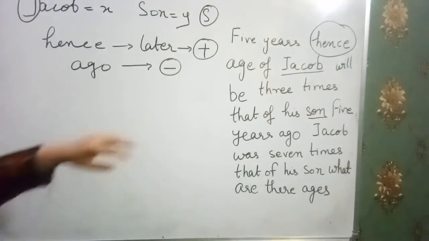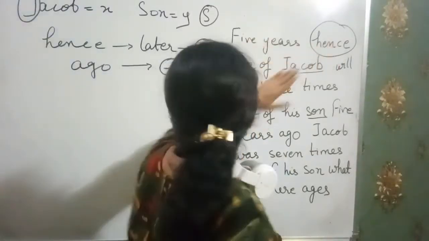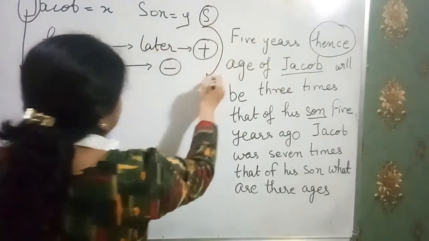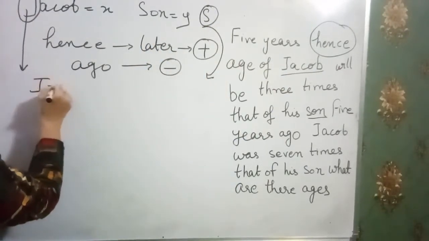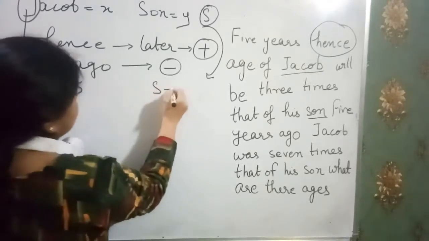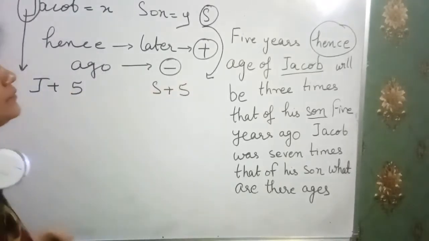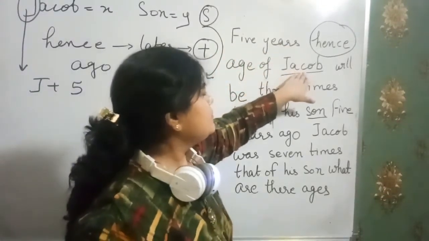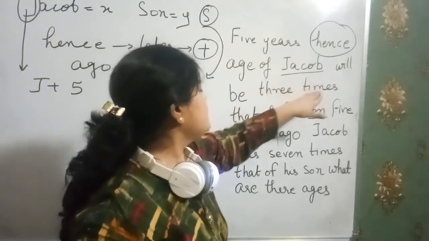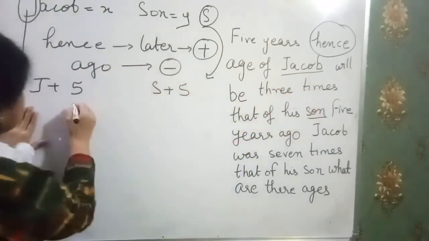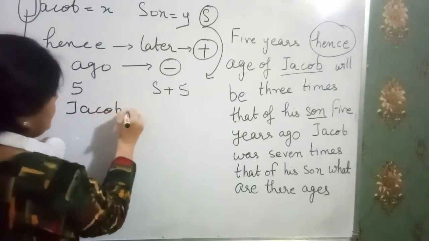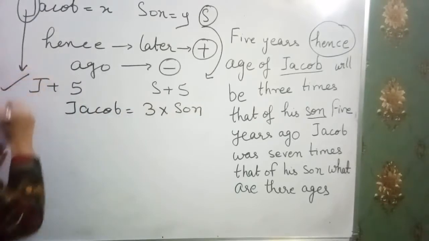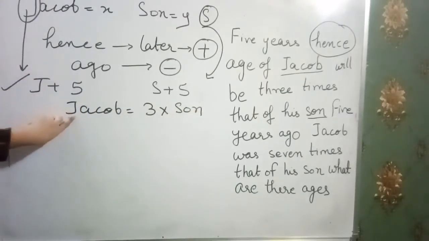Now come to the question. 5 years hence. That means in the age of Jacob and his son, we add 5 years. Okay? Understand? Now 5 years hence, age of Jacob will be 3 times that of his son. That is, Jacob is 3 times of his son. Clear? First step is to add the years, then make the equation.